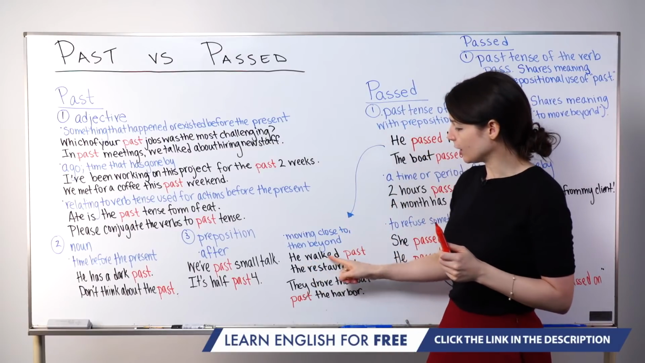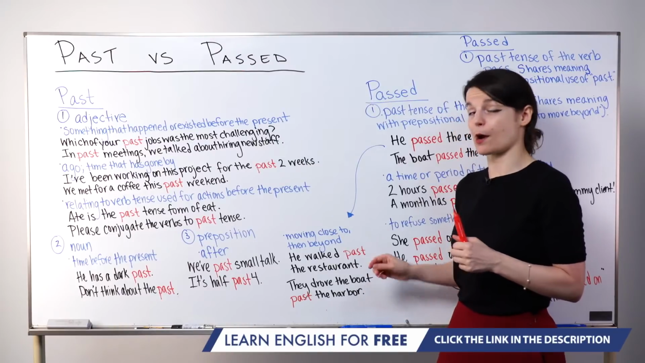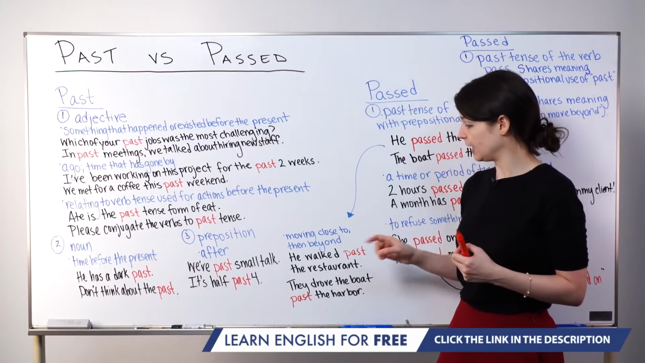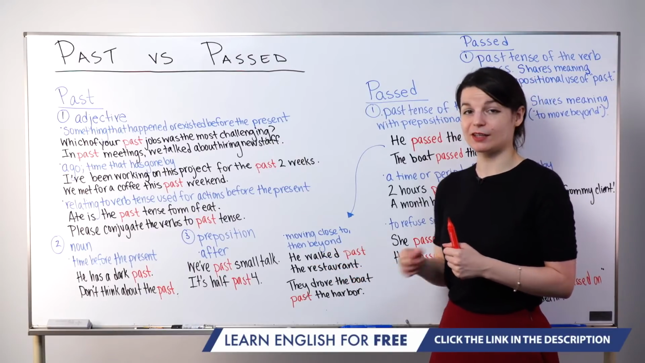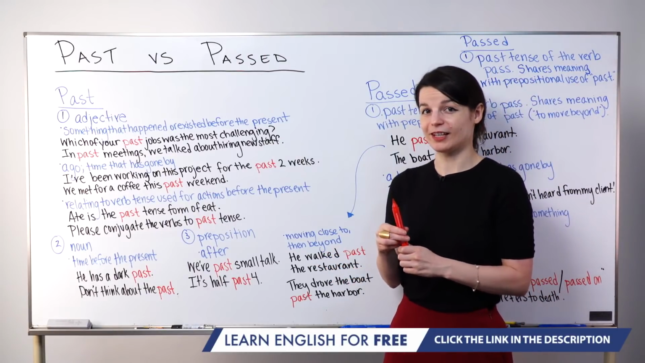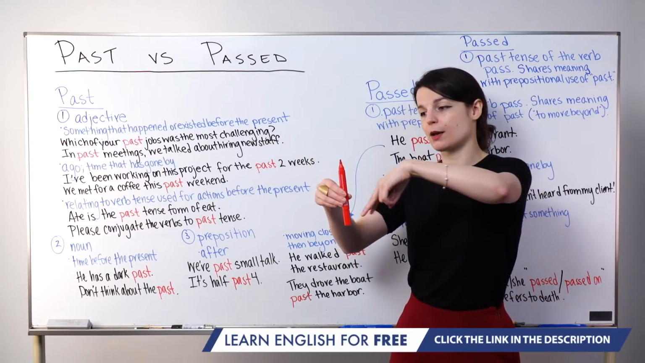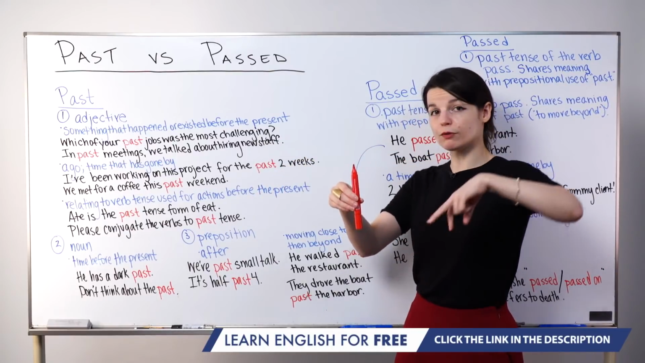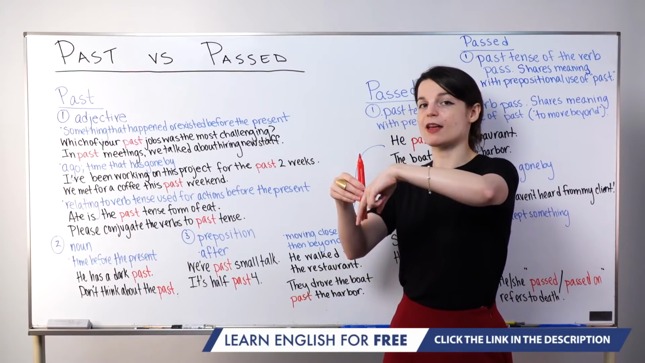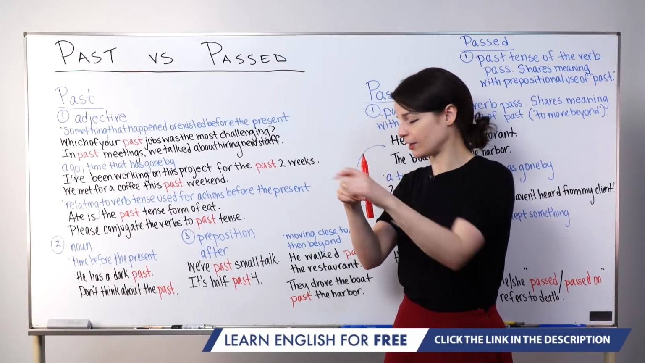So if we imagine the same idea with these example sentences, we can see how past communicates that. Here, he walked past the restaurant. So here, if this is my restaurant, here's a person walking. He walked past the restaurant. So this means he moved close to the restaurant, then beyond the restaurant.